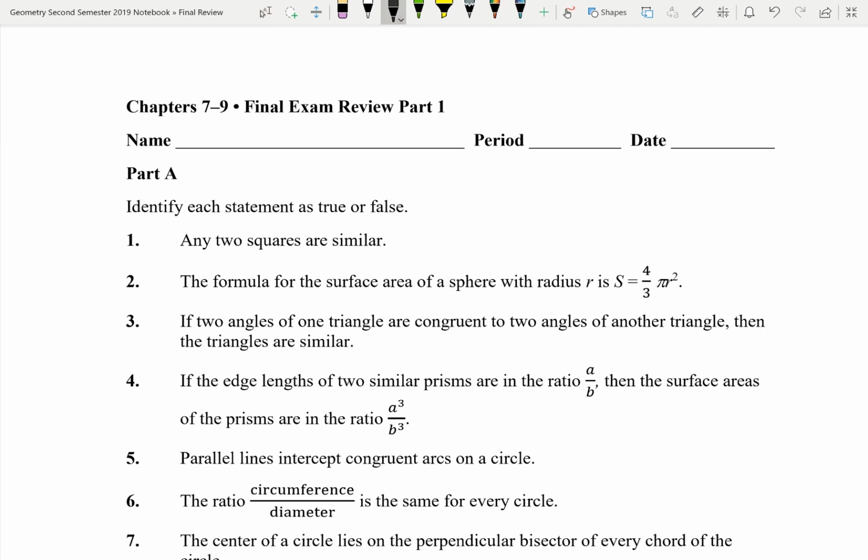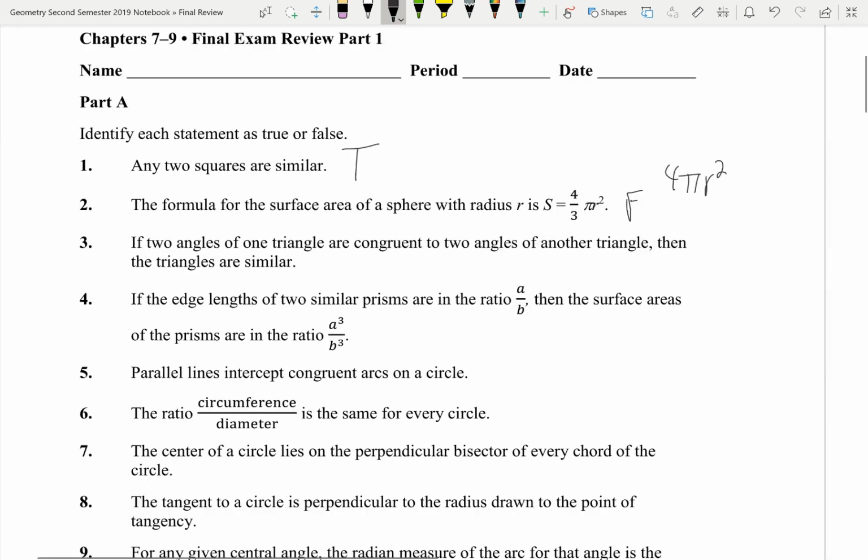Are any two squares similar? Yes, they are, because squares are the same shape, but not necessarily the same size. So similar means same shape, but it could be the same size or not. The formula for surface area, that would be false, because it is 4 pi r squared, the formula for the surface area of a sphere.